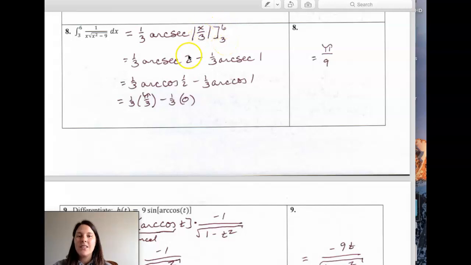Subbing 6 in for x over 3 gives me 2. Subbing 3 in for x gives me 1. And then I use arc cosine to help me evaluate those arcsecant functions. So I flip both of them, arc cosine of 1/2, and then arc cosine, of course, the reciprocal of 1 is still 1. And then that gives me those unit circle values of pi over 3 and 0, which gives me a final answer of pi over 9.